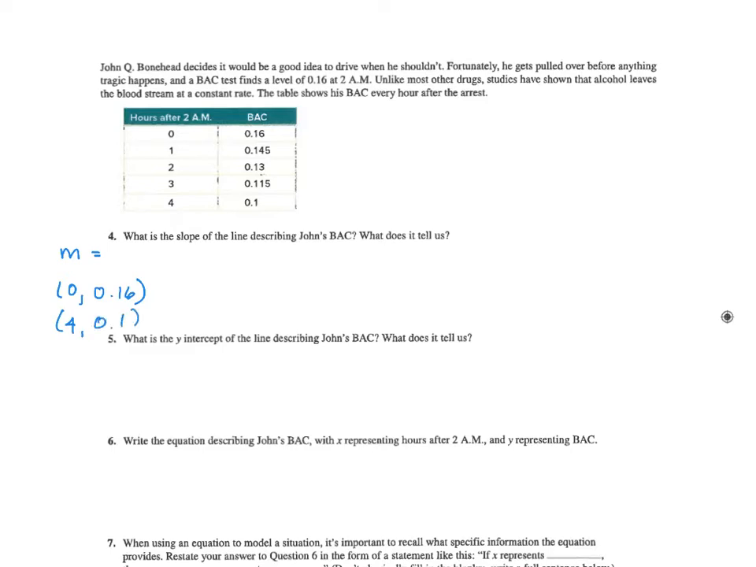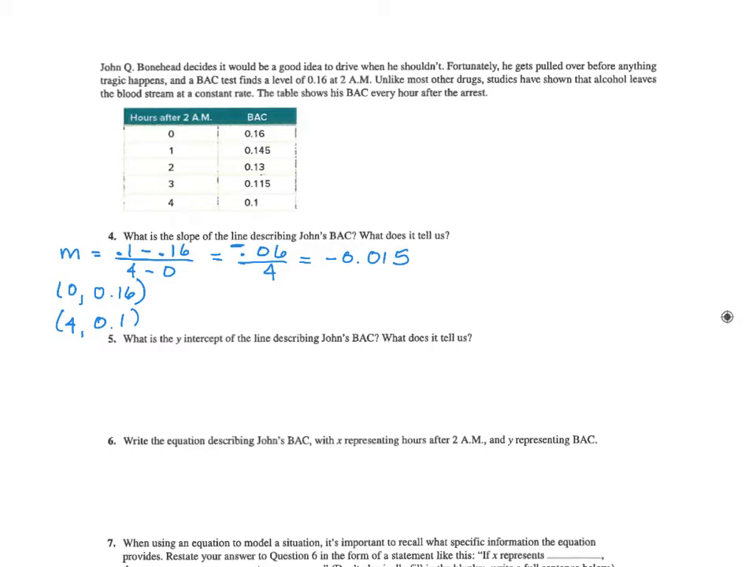So let's do in the numerator 1/10 minus 1600s. The denominator, let's do 4 minus 0. Okay, so in the numerator I get 600s divided by 4, and I'm sorry, that should be a negative 600. Sorry about that. Divided by 4, and when I divide, I get negative 15 thousandths.